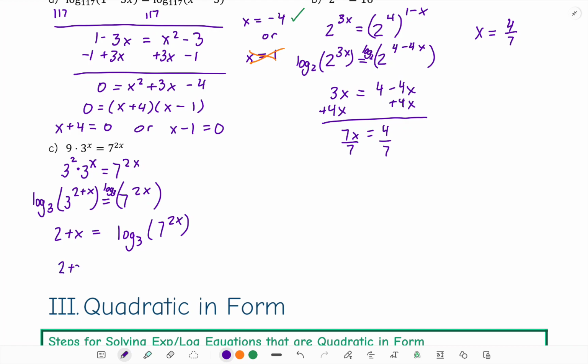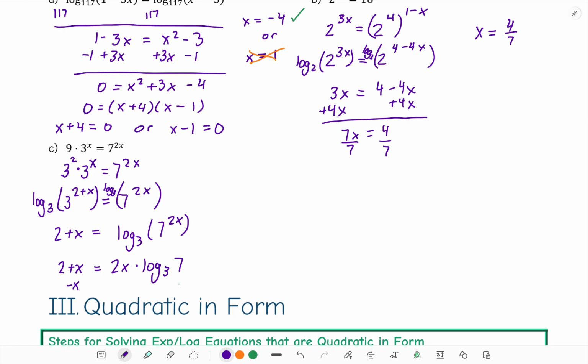So we get 2 plus x equals 2x times log base 3 of 7. Now the highest exponent on the x's is 1, so this is actually a linear equation, even though there's a log in there. But because this log only has numbers, it is just a number, it's just not a nice number.